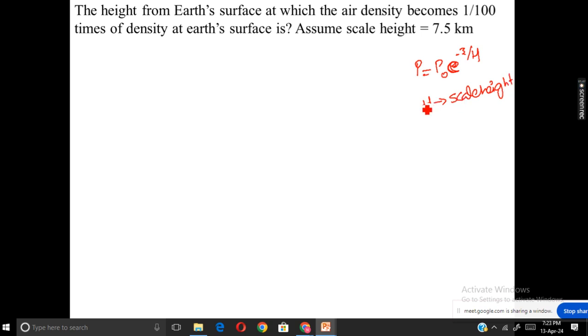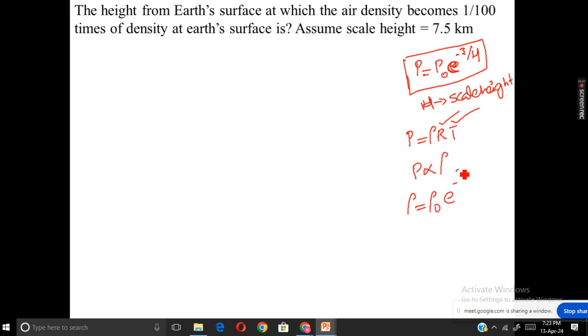We have also learned that the same thing is applicable for density, because P is equal to rho R T. This equation is particularly applicable to an isothermal atmosphere, which means T is a constant. R is already a constant. So P is proportional to rho, and the same thing will be applicable to density as well. So rho is equal to rho 0 e raised to minus z by h.